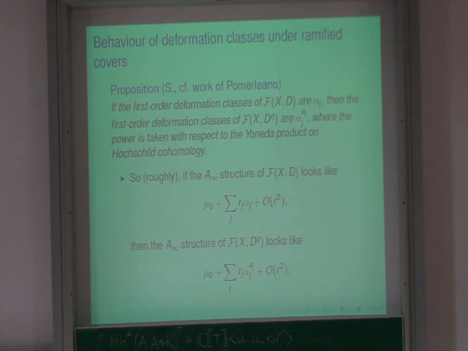That A infinity structure looks like this: mu zero plus the first order bit plus the quadratic and higher order terms. Then in your whole category, you have the same mu zero, because holomorphic disks that don't intersect any divisors just live straight upstairs. And then we have a first order term where we take the power of these first order parts, the power being the order of branching. And quadratic and higher order terms are whatever they are. They didn't matter for our characterization of this algebra A.